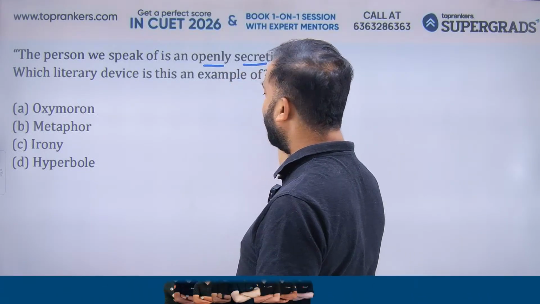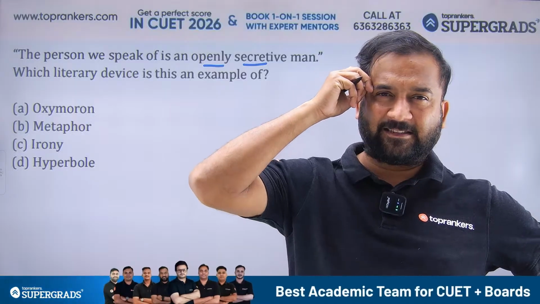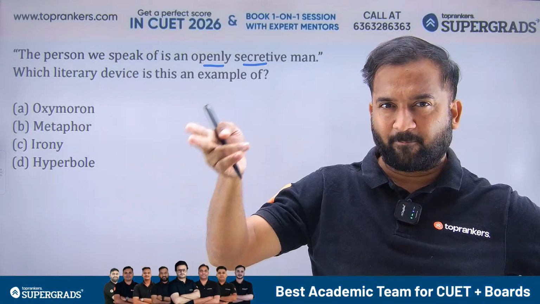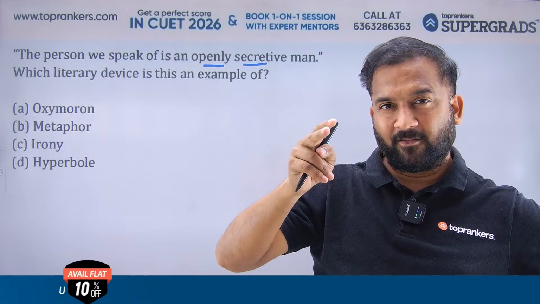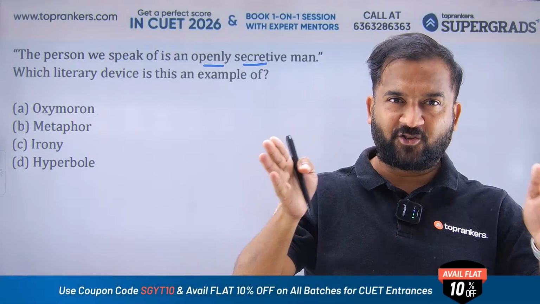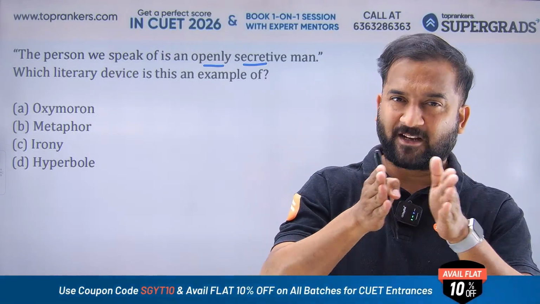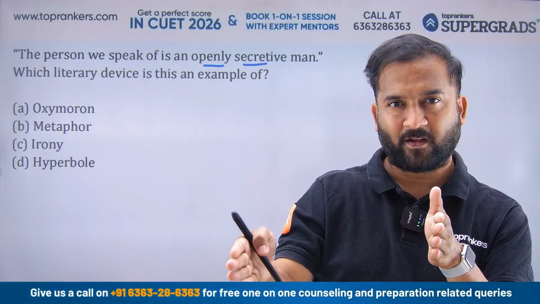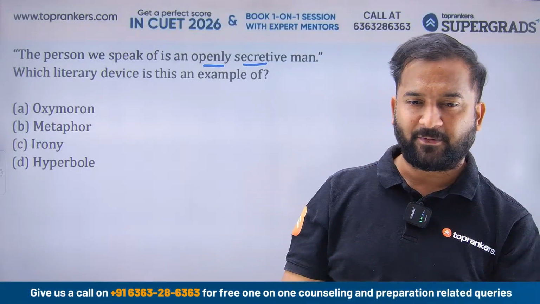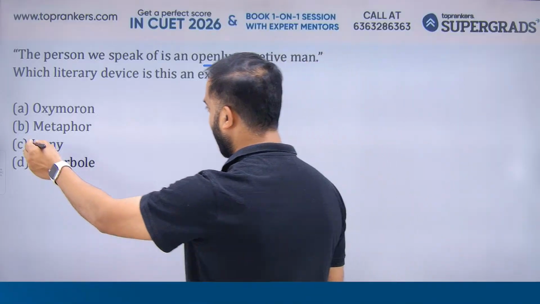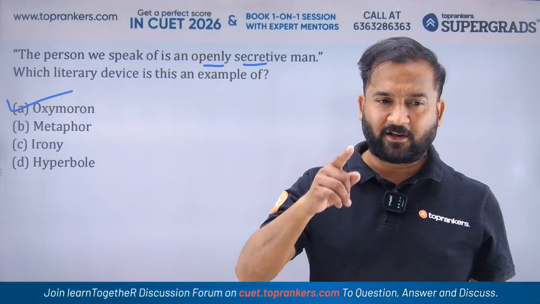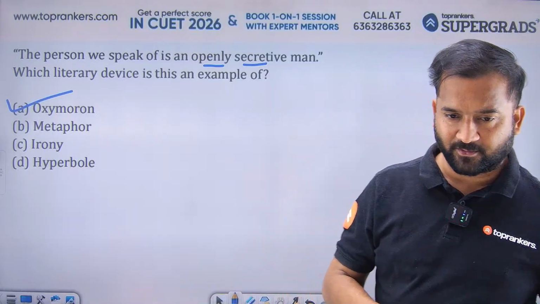Openly secretive man. और ये देखते से ही I'll start scratching my head. Openly secretive. There are two words of opposite meaning juxtaposed together. Juxtaposed का मतलब they are placed side by side, आजू बाजू रख दिया. So when we have such words, we say it is oxymoron. Oxymoron, given in option A, is your correct answer to this question, students.